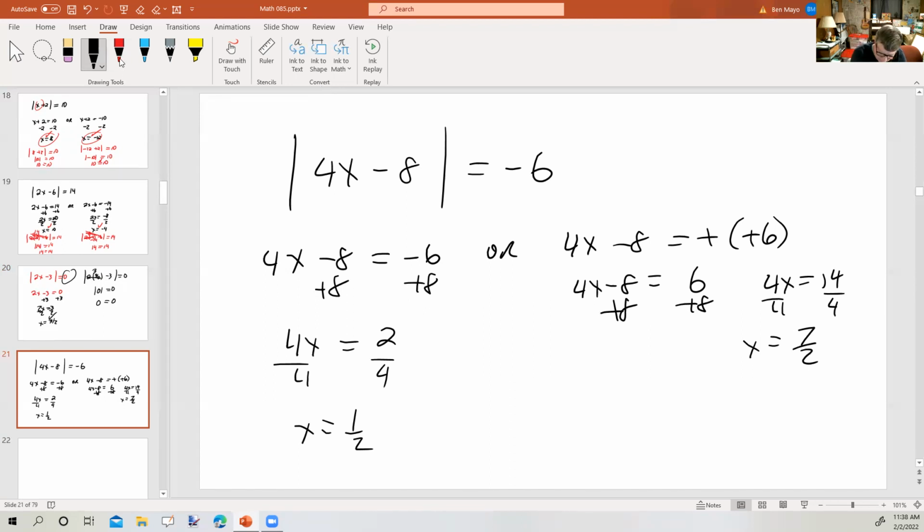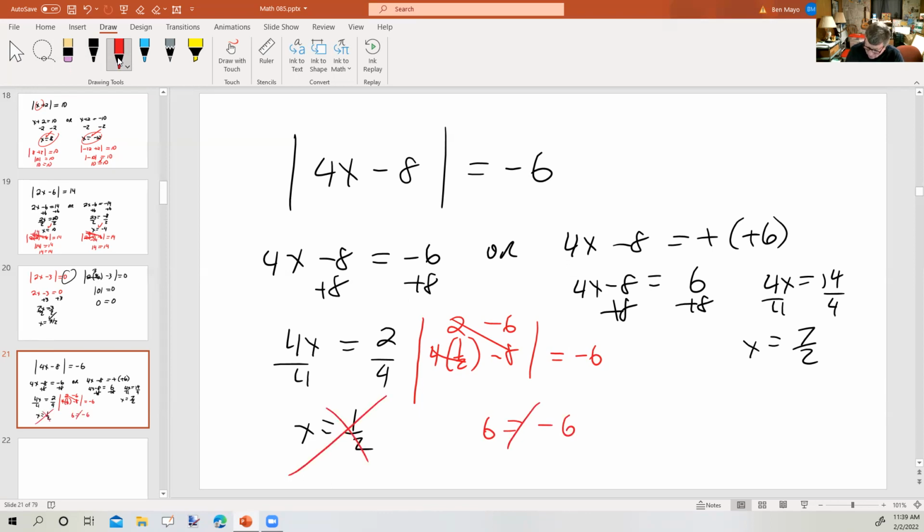Let's check the 1/2. So we've got the absolute value of 4 times 1/2 minus 8 equals -6. 4 times 1/2 is 2. 2 minus 8 is -6. The absolute value of -6 is 6. So we get 6 equals -6. Well, that's not true. So that's not a solution.